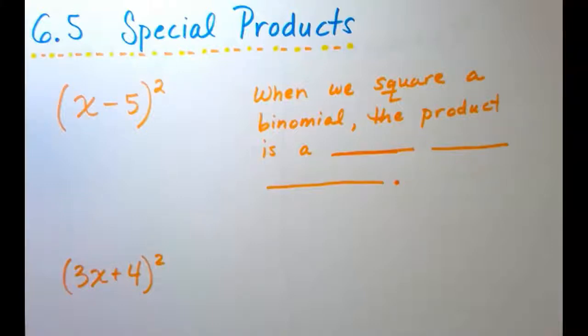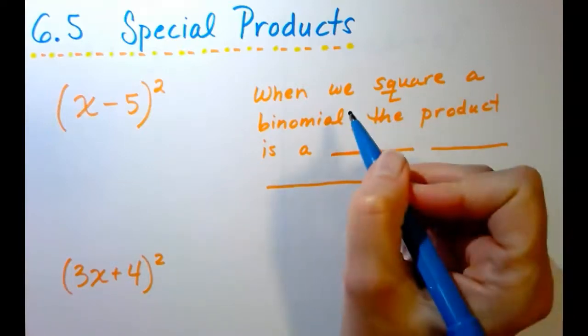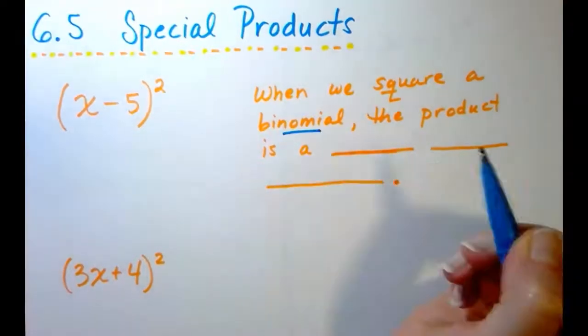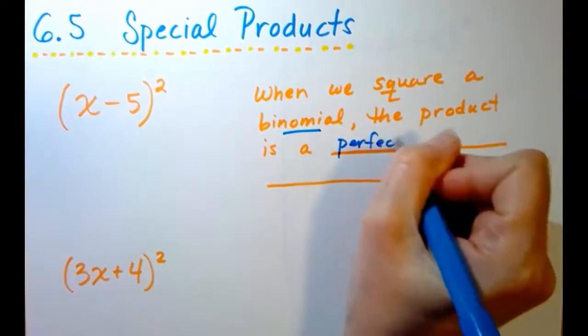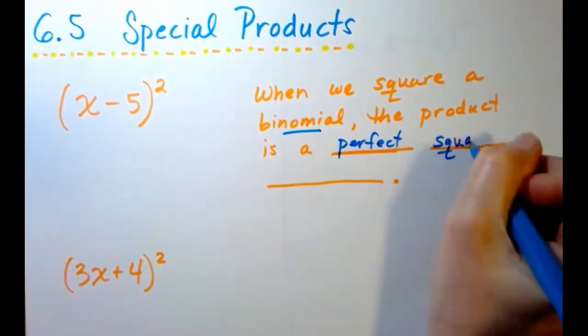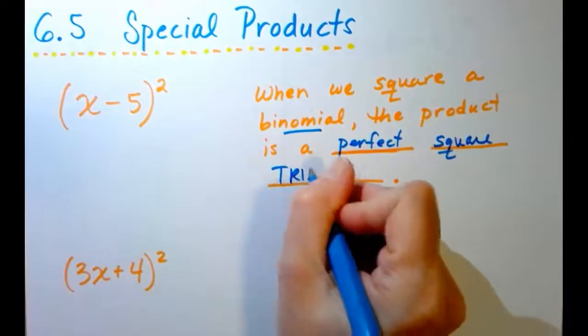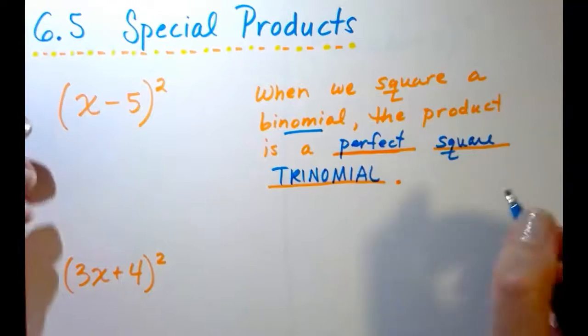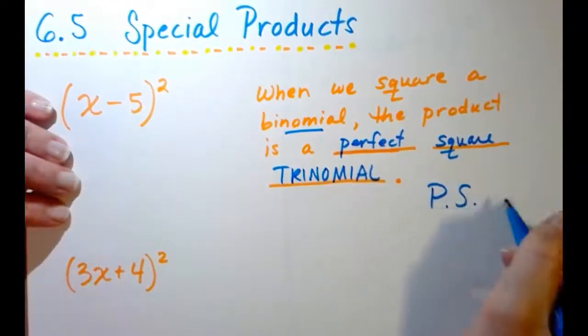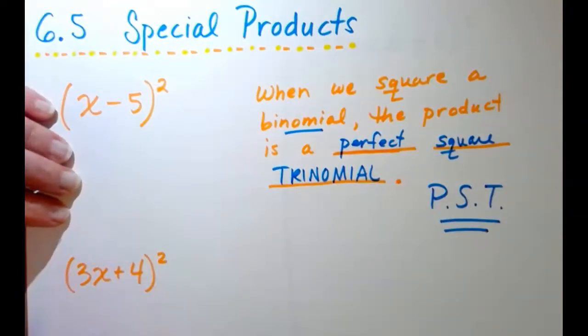Finally, here at the end of Chapter 6, we get to special products. And special products only happen when we have two things to think about here in Algebra 1. First of all, when we square a binomial, the product is a perfect square trinomial. A perfect square trinomial, and I'll usually call them a PST, or PST for short.